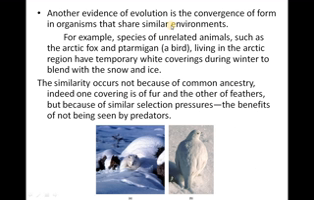Another evidence for evolution is the convergent form of organisms that share a similar environment. For example, the Arctic fox living in the Arctic region has a temporary white covering during the winter to blend with the snow and ice. Another example is the bird called ptarmigan, which also has a coat over the body to overcome the unbearable conditions during that time.